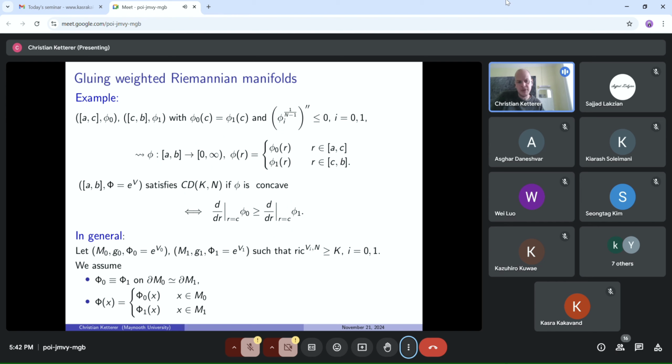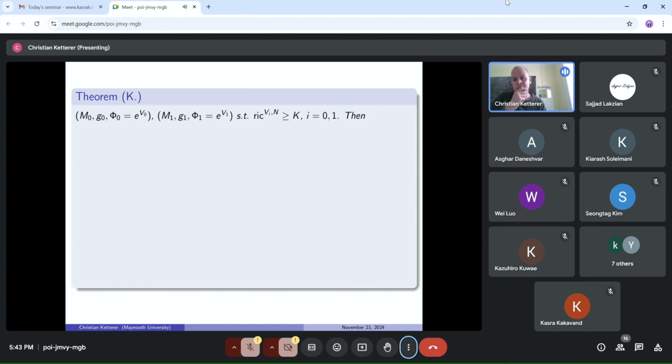So let me fix again the general setup. We have two weighted Riemannian manifolds with boundary, where both satisfy a Bakry Emery n-Ricci curvature bound from below. And we also have that on the boundary, the weights coincide. And then we can define a new weight on the glued space that we call phi here. And the question is, when does the weighted glued space, that is the glued space together with this weight, satisfy again a curvature dimension condition or a Bakry Emery Ricci curvature bound? And the answer I can give you in this theorem here.